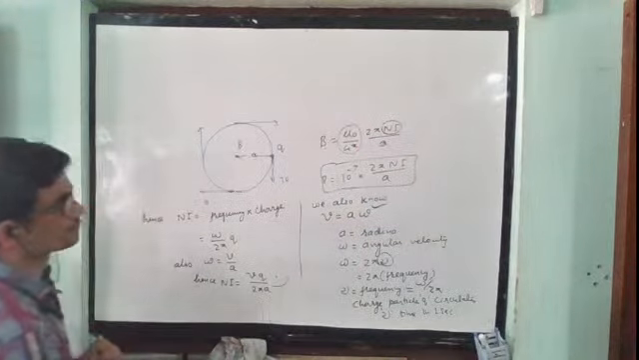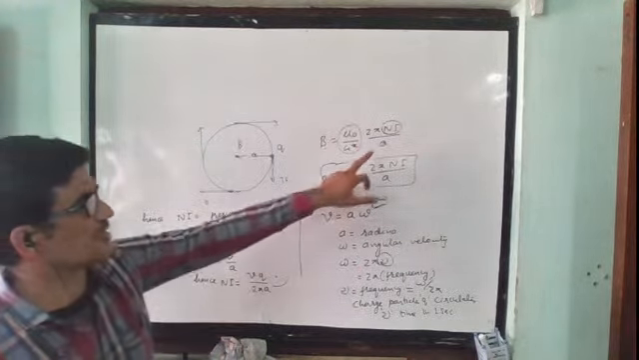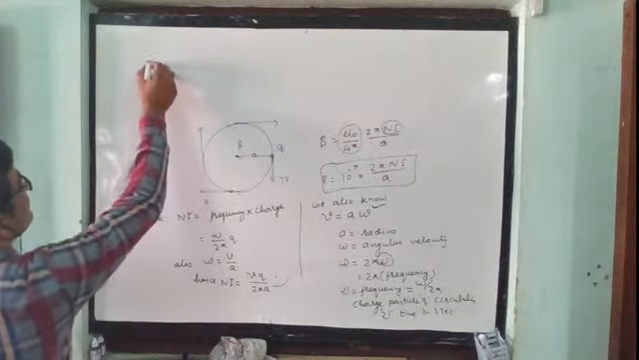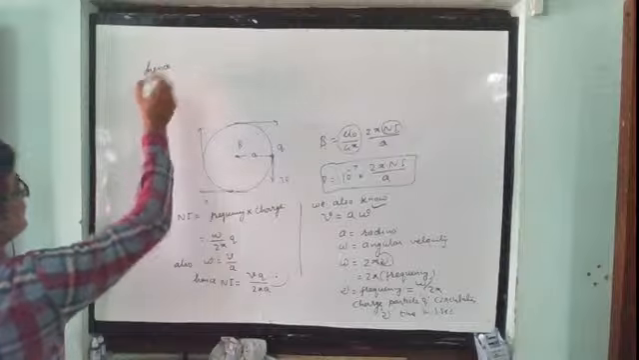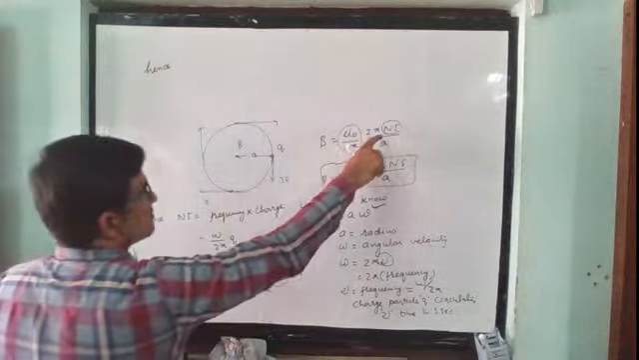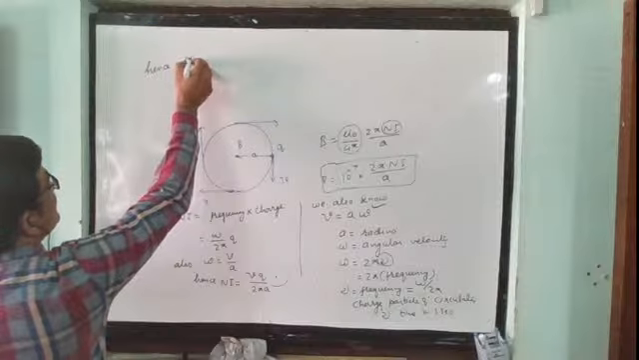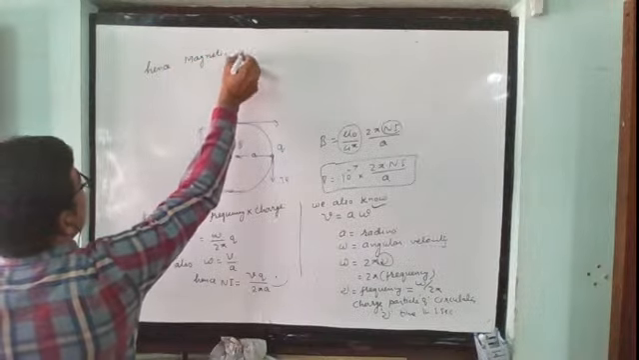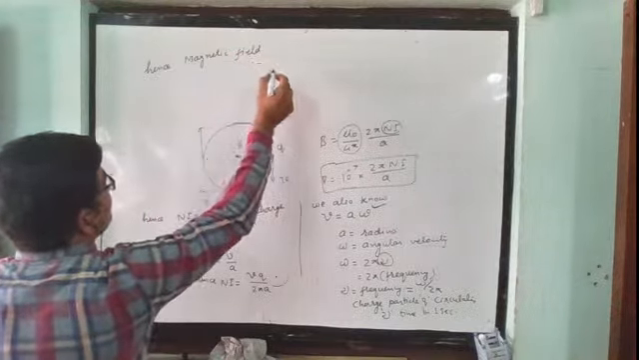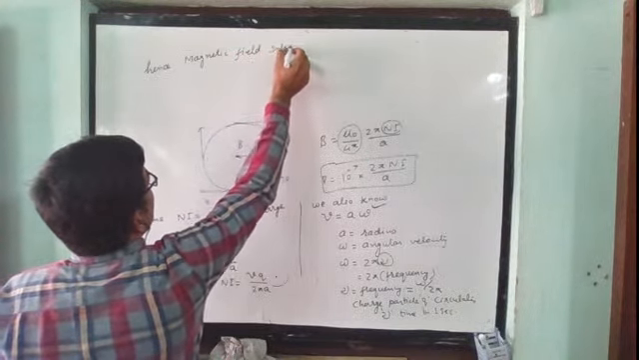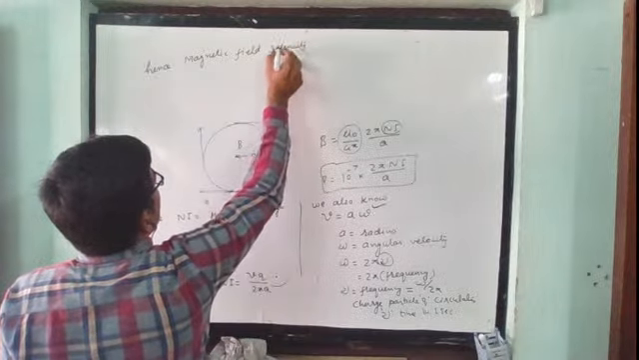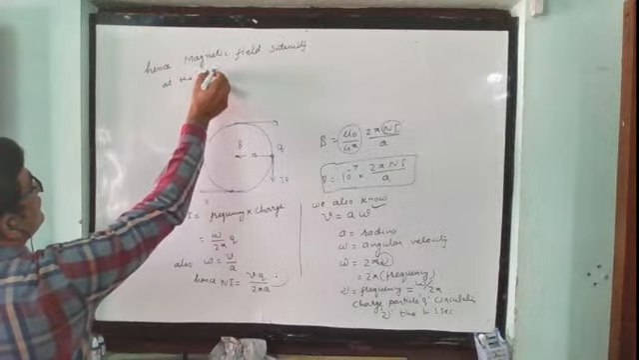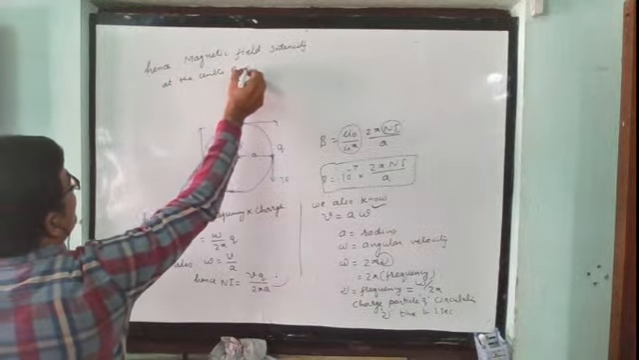Put this total here, so hence put the value of Ni here, the magnetic field intensity at the center of the circle.